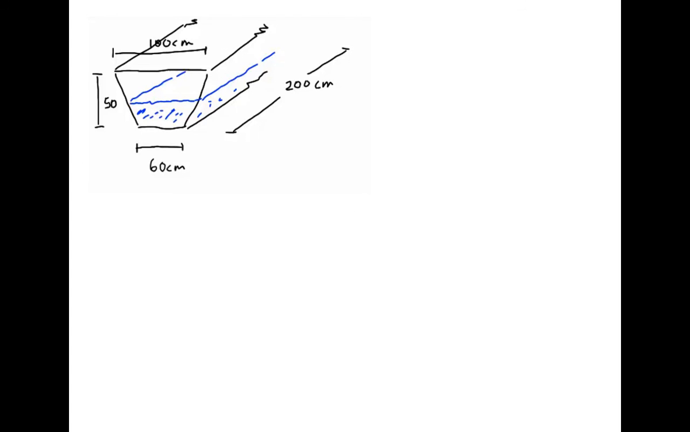So I've got a trough, okay? And here are the dimensions of the trough. At the bottom, it's 60 centimeters wide. At the top, it's 100 centimeters wide. It's 50 centimeters tall and 200 centimeters long, or deep, okay? It's half filled with water. So 25 centimeters tall with water.